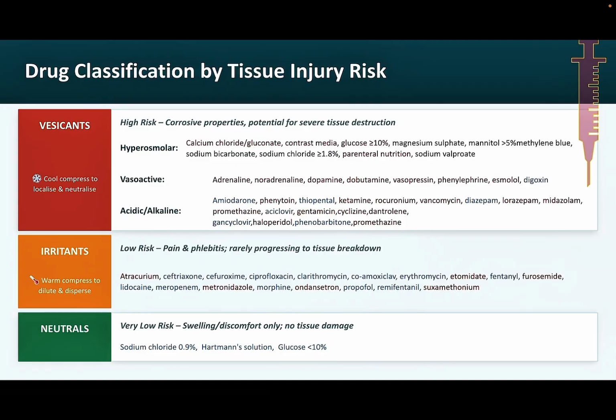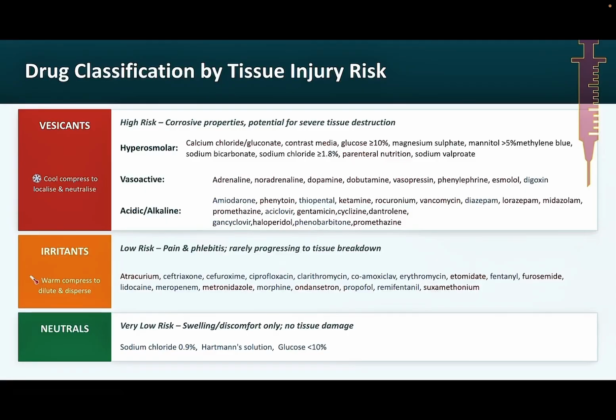What are the vasoactive agents? Most of them should be given warm compression apart from digoxin. So the vasoactive agents like adrenaline, noradrenaline, dopamine, dobutamine, vasopressin, phenylephrine, and esmolol are all vesicants. And acidic and alkaline agents are amiodarone, phenytoin, and thiopentone. Most of the drugs that we use in anesthetized patients can be acidic or alkaline in nature.